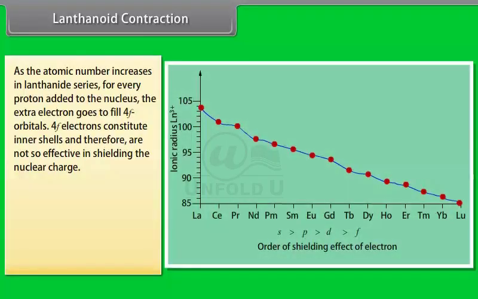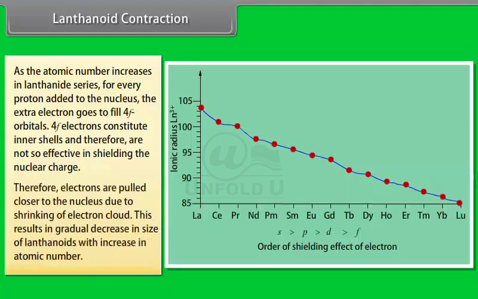As the atomic number increases in the lanthanide series, for every proton added to the nucleus, the extra electron goes to fill 4f orbitals. 4f electrons constitute inner shells and therefore are not so effective in shielding the nuclear charge. Therefore, electrons are pulled closer to the nucleus due to shrinking of the electron cloud. This results in a gradual decrease in size of lanthanoids with increase in atomic number.